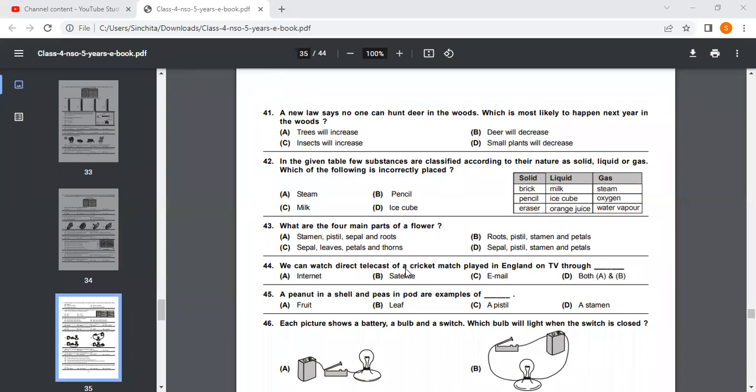Flower does not have roots, whether. Ma'am, C. No, it's not C. Flowers don't have leaves. Very good, Shruti. It's correct. Shruti, number 43 is correct. Yes, Debangshu, tell me. Flowers do not have leaves. Flowers do not have roots.